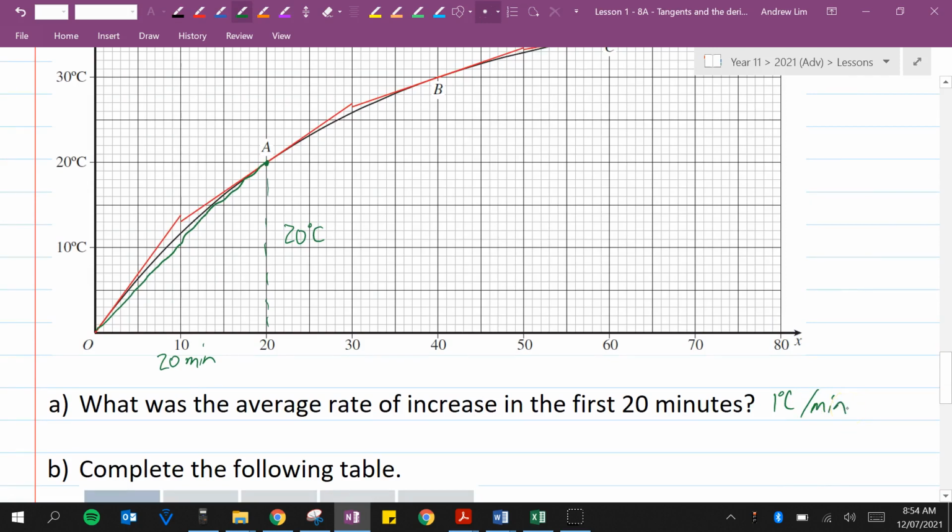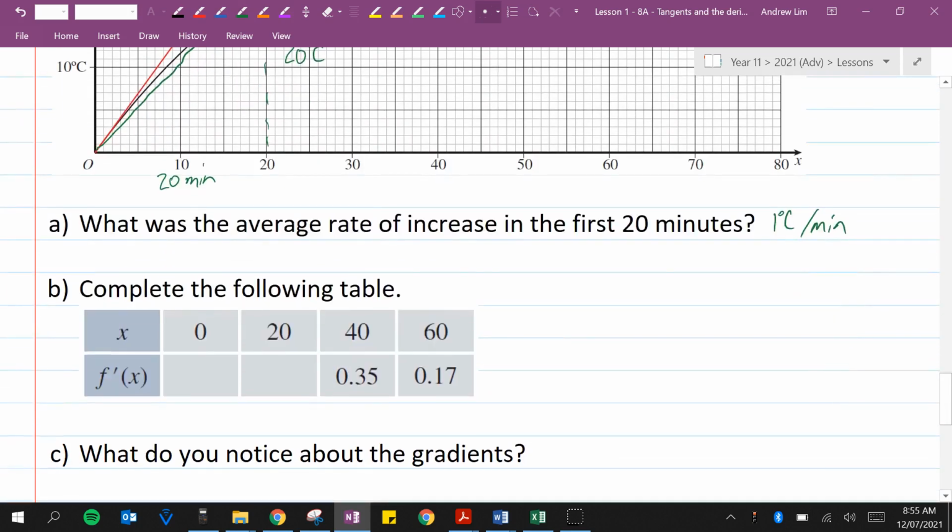However, we can see from this graph that it's not constant because it's a curve, it's not a straight line. The rate of increase of the temperature is actually changing. Whenever we want to find a gradient at any point along the curve, we call this the instantaneous rate of change. Not the average rate of change, the instantaneous rate of change.